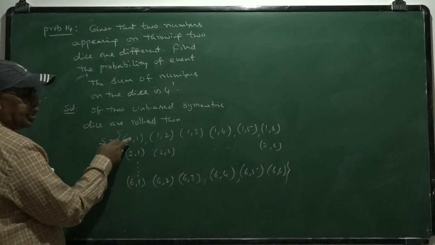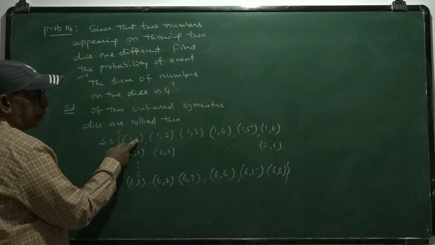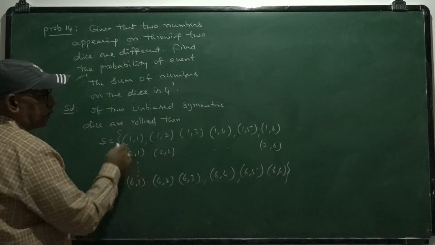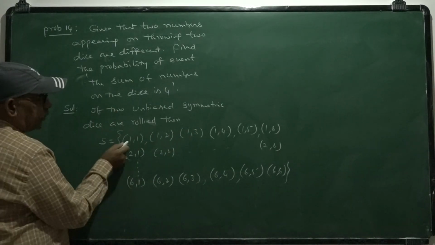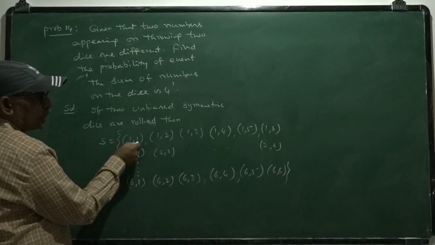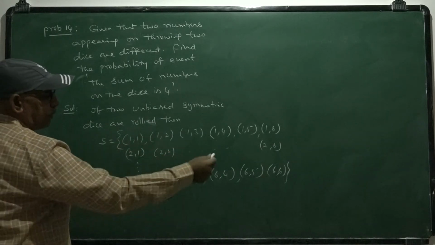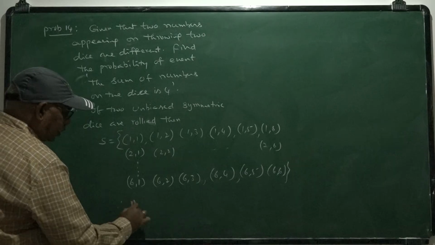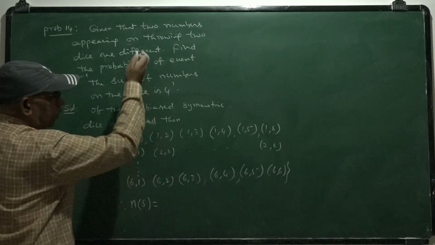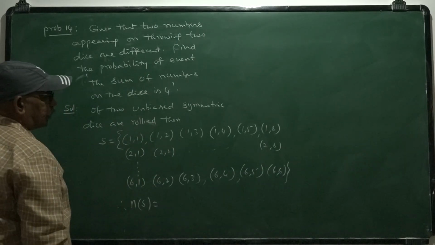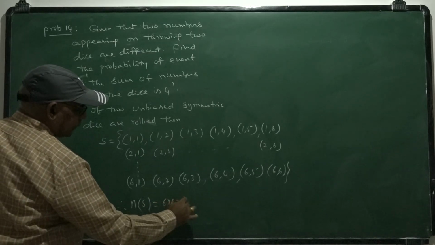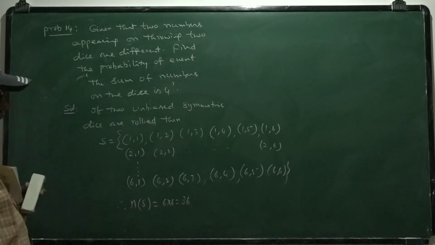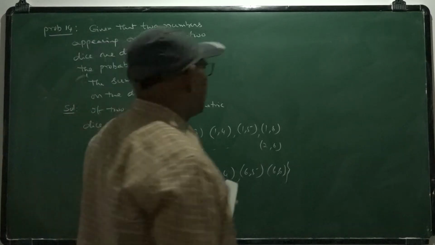On each die we may have 6 possible outcomes. So on both the dice, the total number of possible outcomes is 6 into 6. This place can be filled in 6 ways, this place can be filled in 6 ways, so 6 into 6, 36 ways. So the total possible outcomes without any restriction is 6 into 6, 36. n of S is 36.